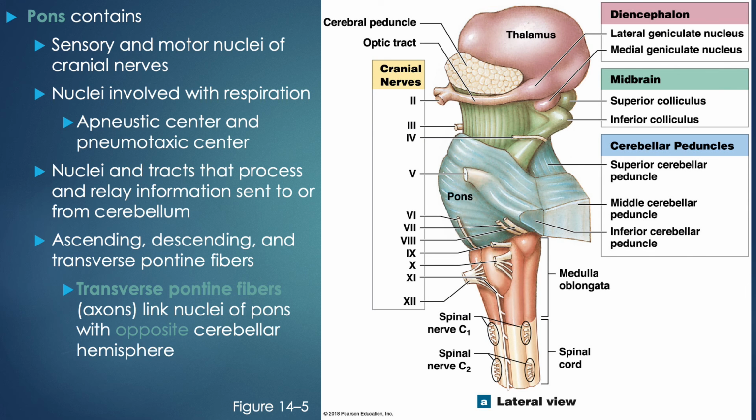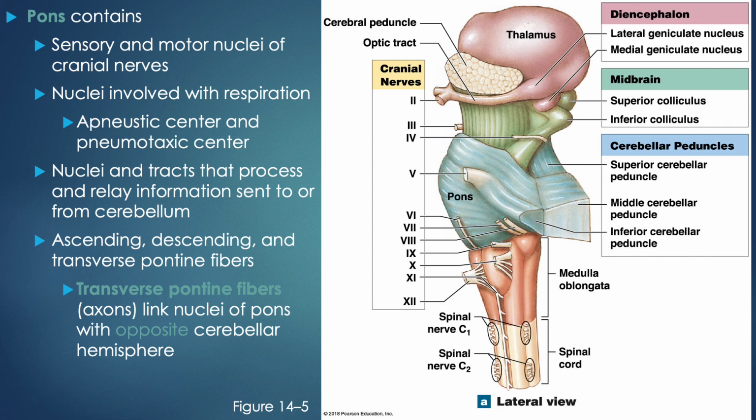It contains sensory and motor nuclei of the cranial nerves, and nuclei that are involved with respiration, such as the apneustic center and the pneumotaxic center. The nuclei and tracts that process and relay information here are sent either to or from the cerebellum, right? And the ascending, descending, or transverse pontine fibers here are also an important point. So take a look at this in the coming images.